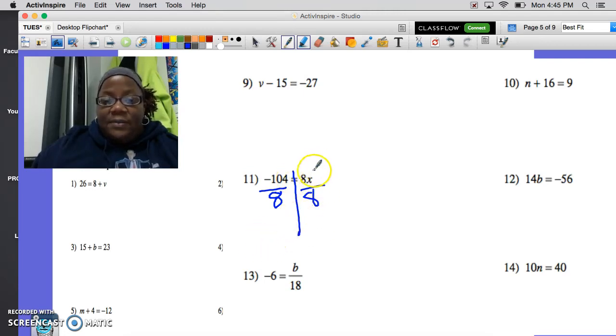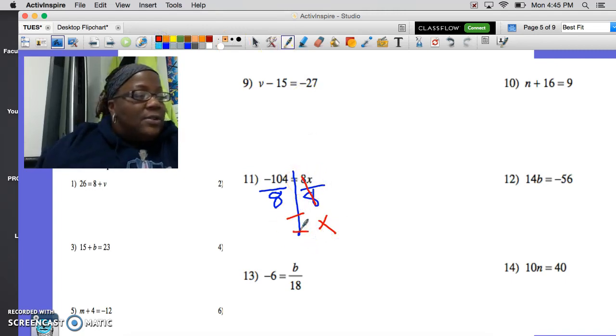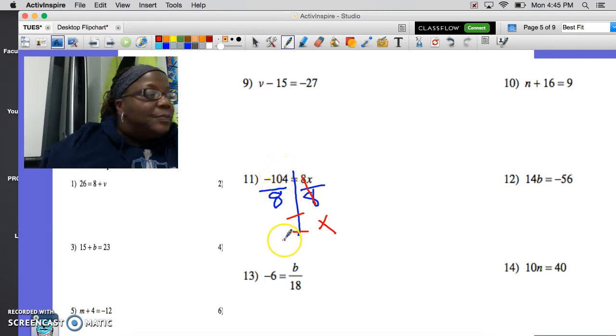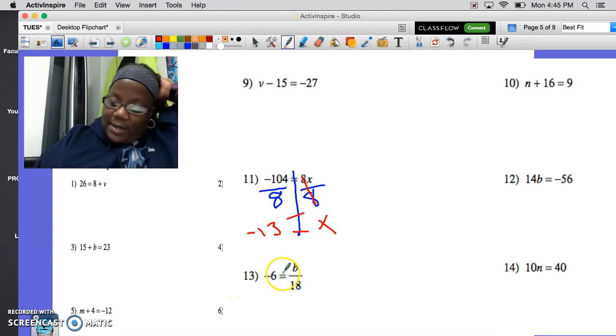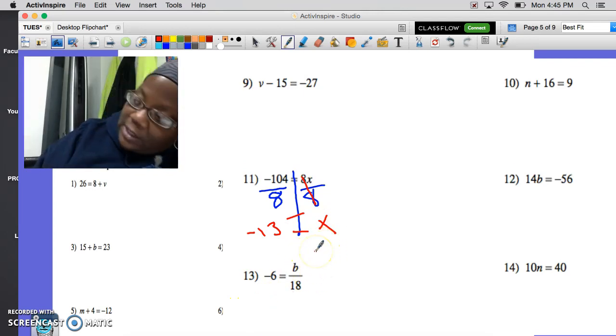So this is what you have. Remember, I told you that this is going to be, long story short, leaving you x on this side. And now you do the division. Use a calculator if you need to. Negative 104 divided by 8. Negative 104 divided by 8 is negative 13. So in this case, x is negative 13, or negative 13 equals x.